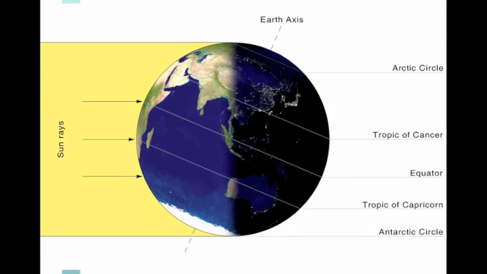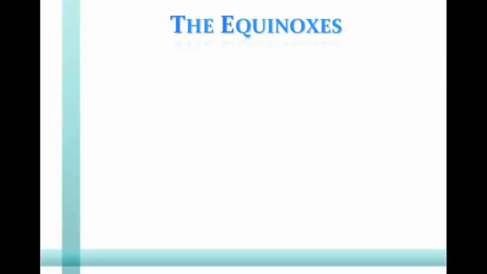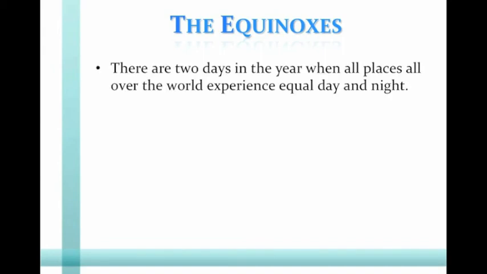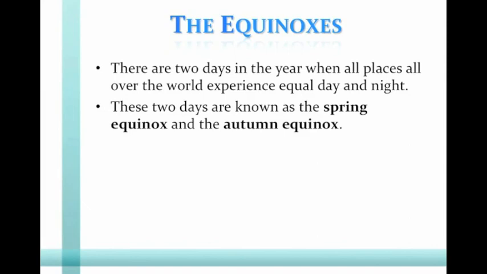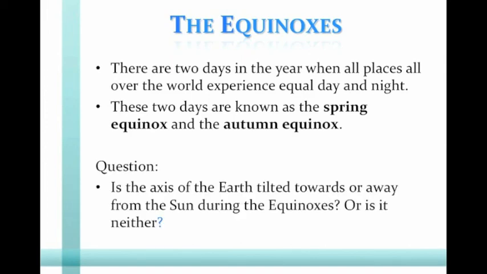Due to the movements of the Earth and the tilt of the axis, there are 2 days in the year when all places all over the world experience equal day and night. These 2 days are known as the spring equinox and the autumn equinox. Question: is the axis of the Earth tilted towards or away from the Sun during the equinoxes, or is it neither?